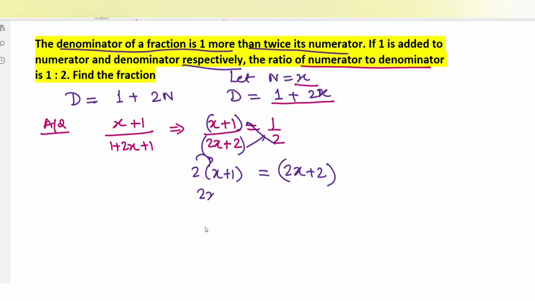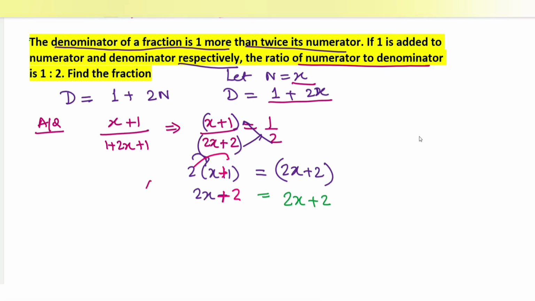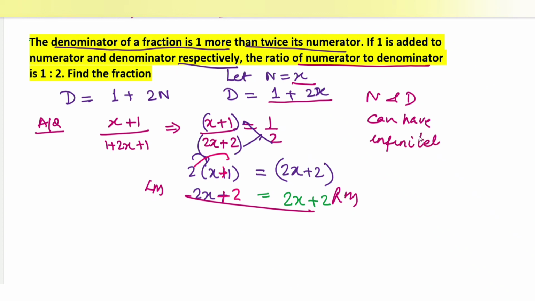2 will multiply with x, 2x, and the separation sign is plus here, so I have written plus. 2 will multiply with 1 and gives you 2. Okay, and equal to, in the RHS we will get 2x plus 2. Now, this is what we see: the LHS and the RHS both have the same expressions. So we cannot solve for x. So here the values for the numerator and the denominator can have infinitely many solutions. So this was quite a different question. We cannot get any specific value for x. So the numerator and denominator can take any value.